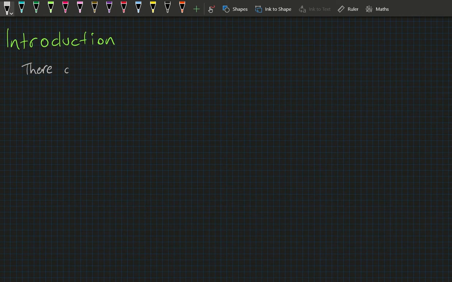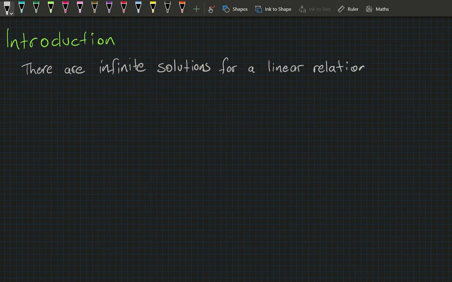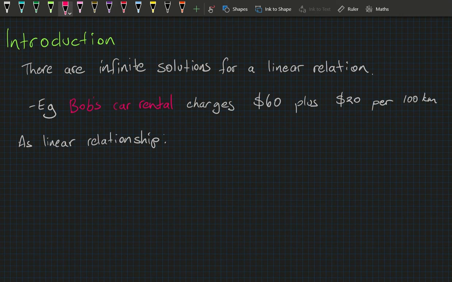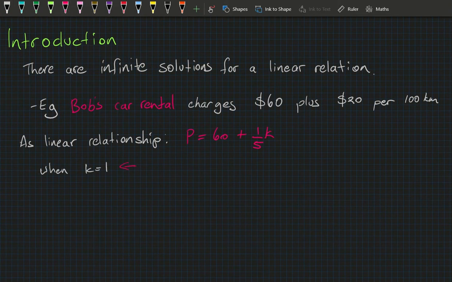If I were to give you a linear relation, how many possible solutions would there be? Hopefully you said infinite. For a real-world example, we could say Bob's car rental firm charges $60, then $20 per 100 kilometres after that. When they calculate their price, they'd use a linear relationship, where P for price will equal 60 plus K for kilometres, multiplied by 1/5, because 20 per 100 is the same as saying 1/5.